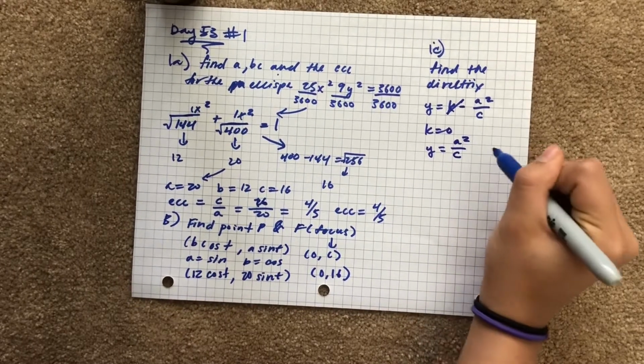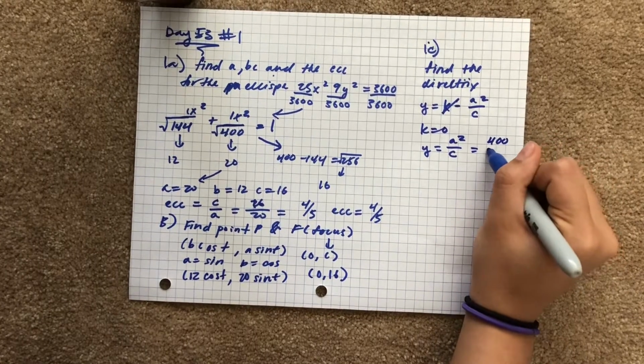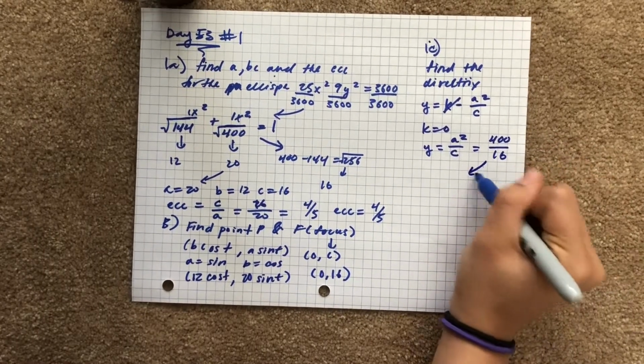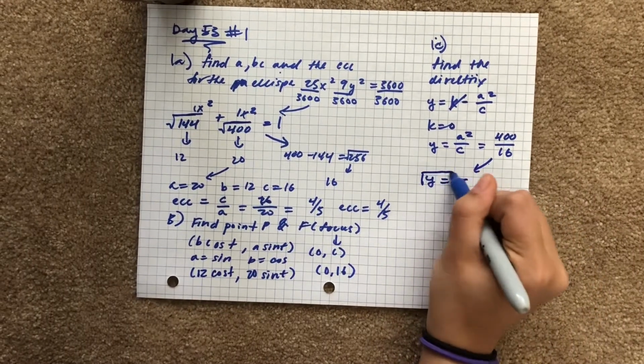After that, you would just have to fill it in. So we know a is 20, and we know that c is 16, so all we have to do is square 20, which is 400. 400 divided by 16 equals 25, so the directrix is 25.